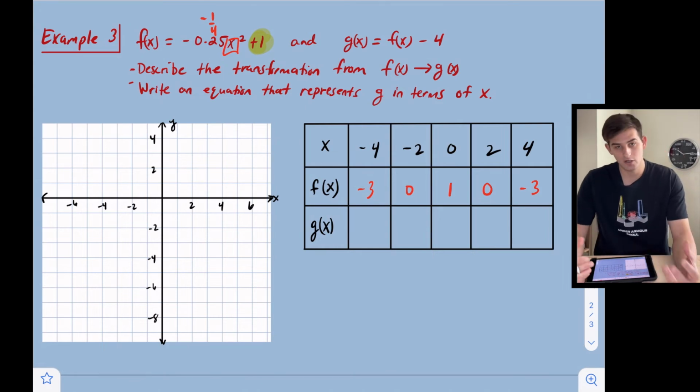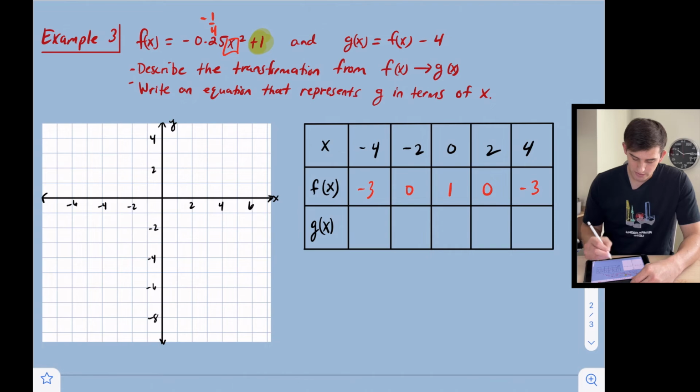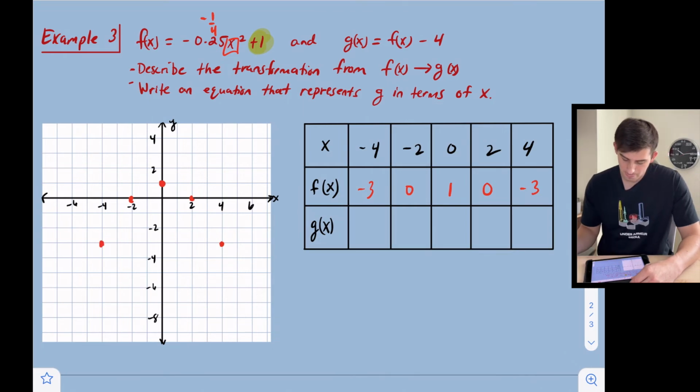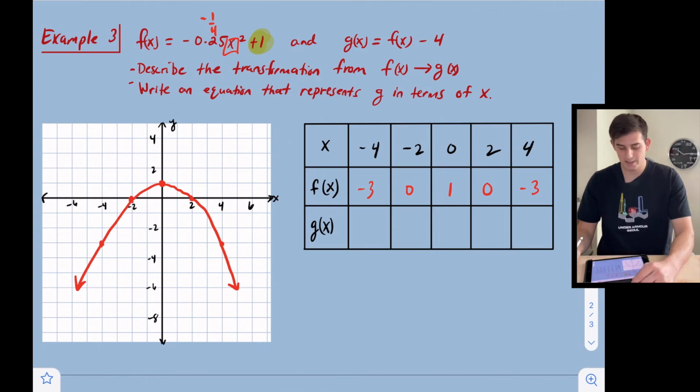Okay, so now we have our coordinates for our f of x function, and we can go ahead and graph that. So we're going to start with 0, 1, 2, 0, and negative 2, 0, 4, negative 3, and negative 4, negative 3. Okay, so now let's graph that one. Here we go, not too bad.